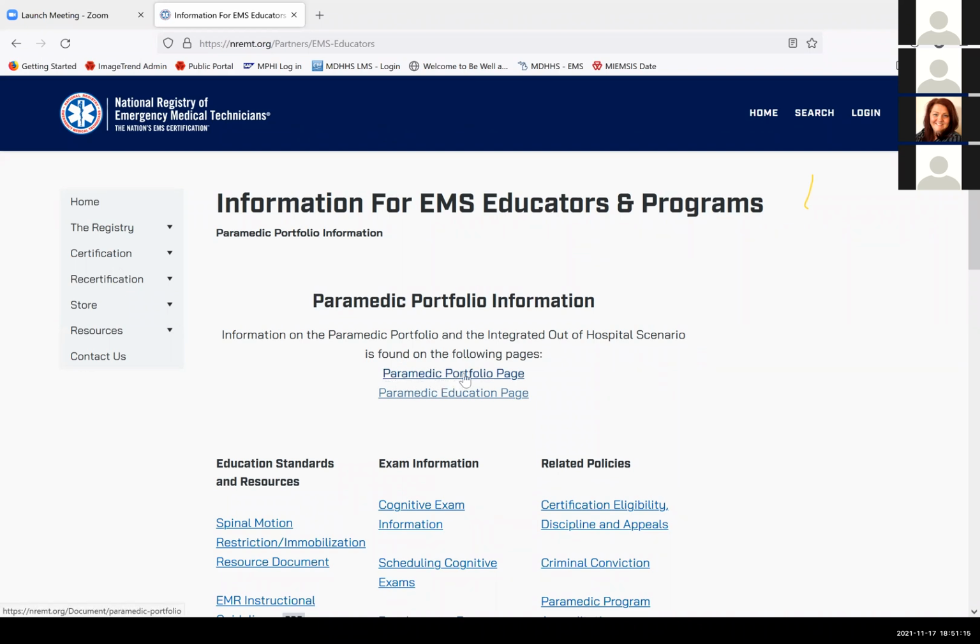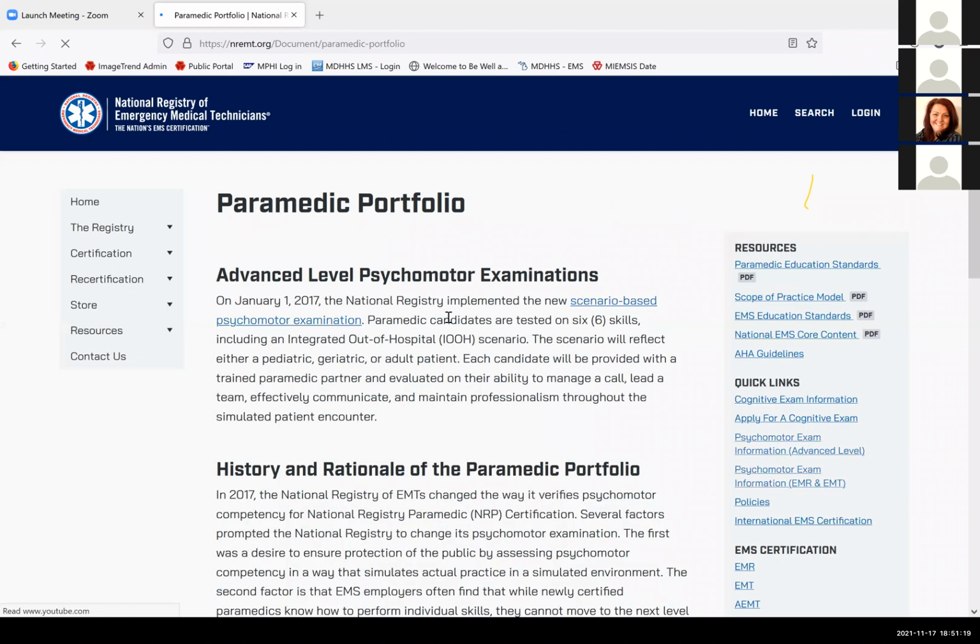I'm going to click on this first hyperlink that says paramedic portfolio page. And when I do that, I understand that this is the advanced psychomotor design right here, but these are concepts that you can apply at any provider level. So if you are doing an EMR or an MFR exam, and an EMT exam, you can use the information that they have built here because we know that it's validated and it's reliable information.